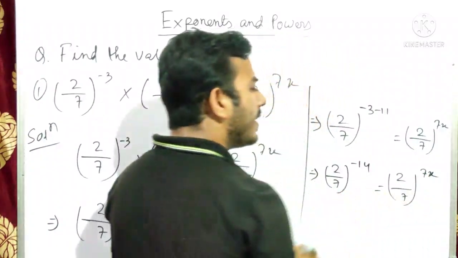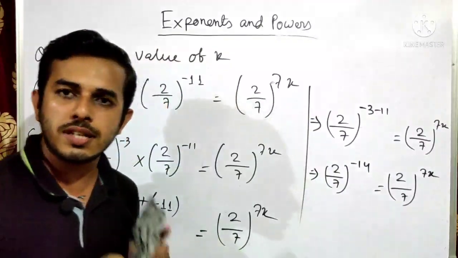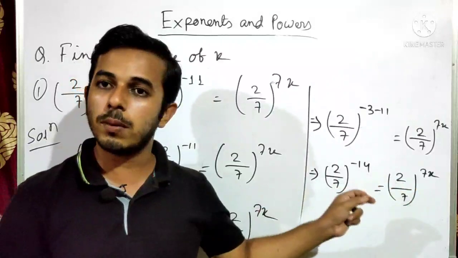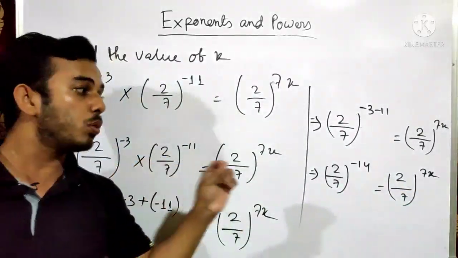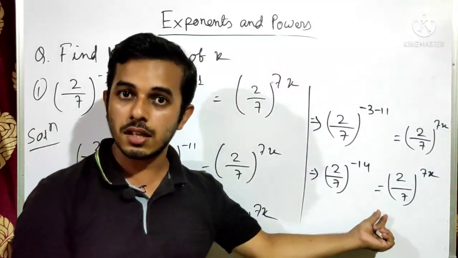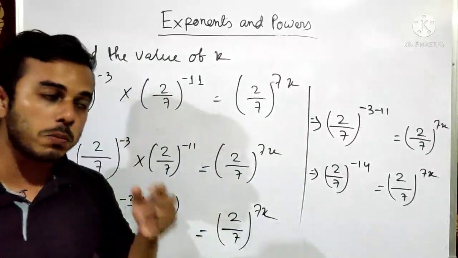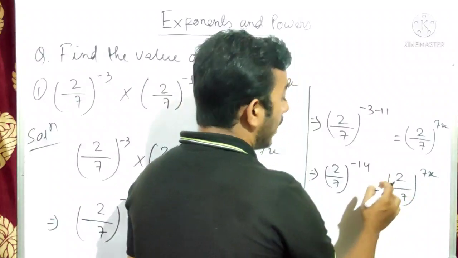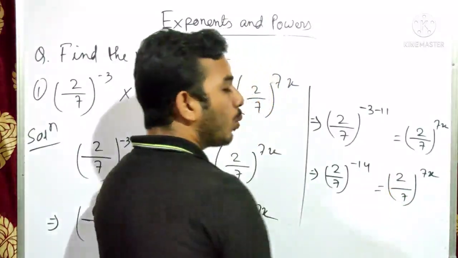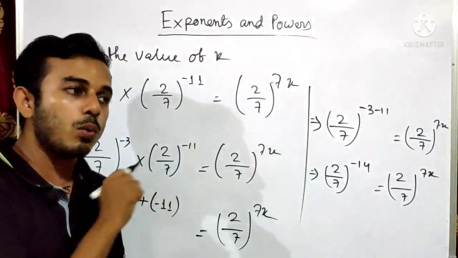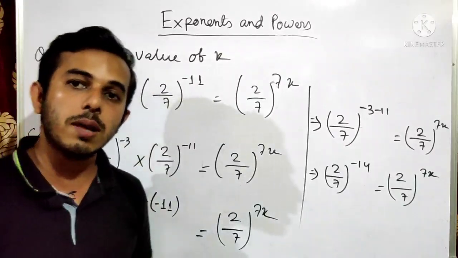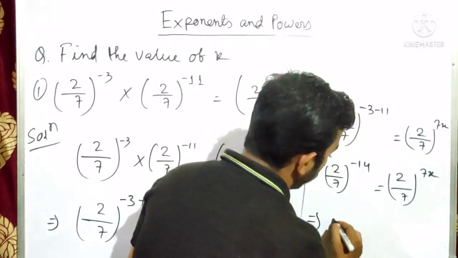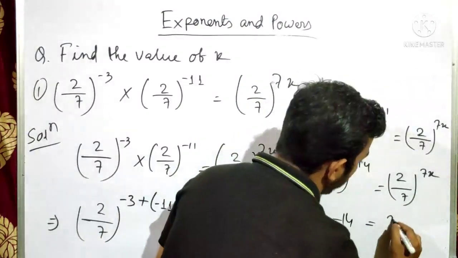Now look, we have the base same on both the left hand side as well as the right hand side. The bases are the same, that is 2 by 7, and in the middle we have an equal sign. That means the powers are also the same. If the powers were not the same, there wouldn't have been the equal sign. Since there is an equal sign and the base is also the same, the power is also the same. So we will use this one. That means minus 14 equals 7x.